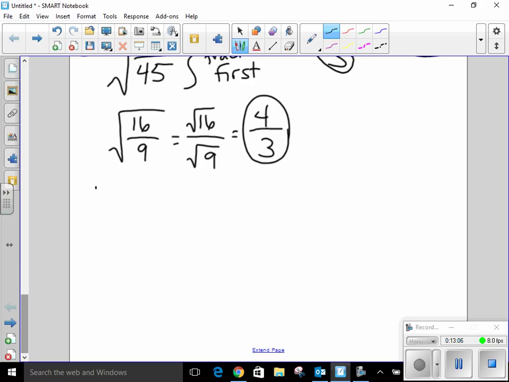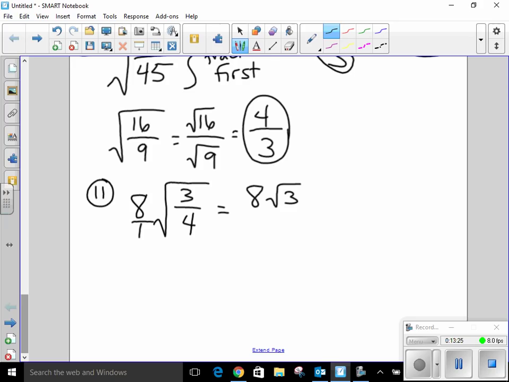Okay, so let's take a look at another one. And this one has a number outside of the radical with a fraction inside. The number outside, you want to make it look like a fraction, so the 8 is technically over 1, so it's in the numerator. So when you go to break your fraction down, you're going to have 8 and square root of 3 in the numerator, and then on the bottom, the 1 is there that you don't need to write, and the square root of 4 is on the bottom.